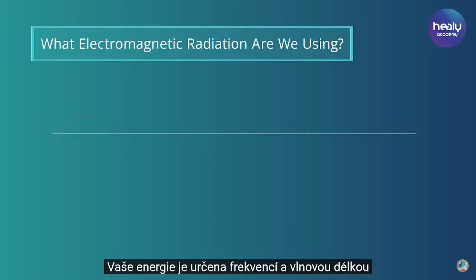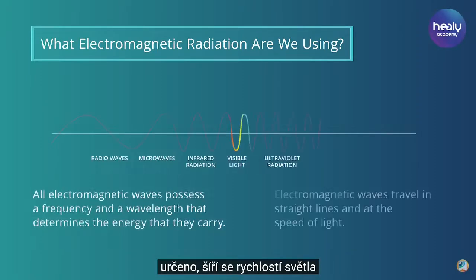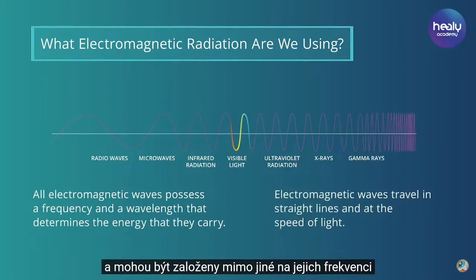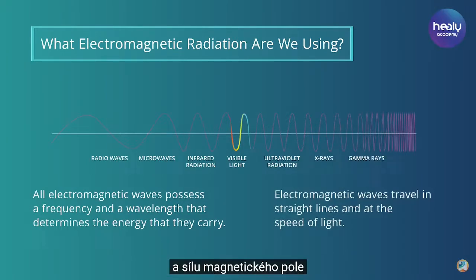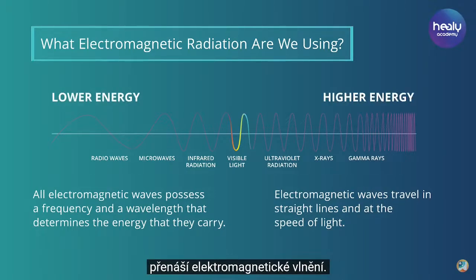What kind of electromagnetic radiation are we using? Its energy is determined by frequency and wavelength, propagates at the speed of light, and can be calculated or measured, among others, on the basis of its frequency and the strength of its magnetic field. The higher the frequency, the more energy the electromagnetic wave is carrying.